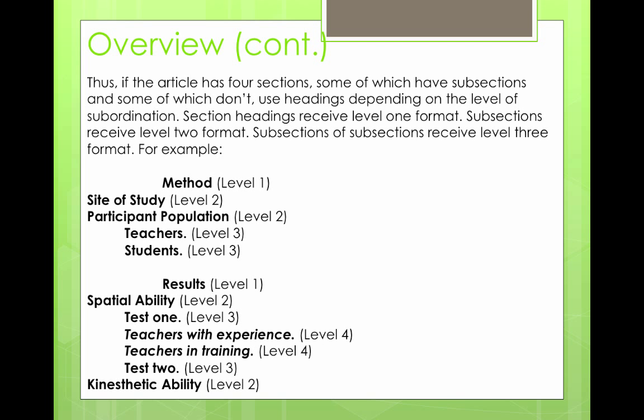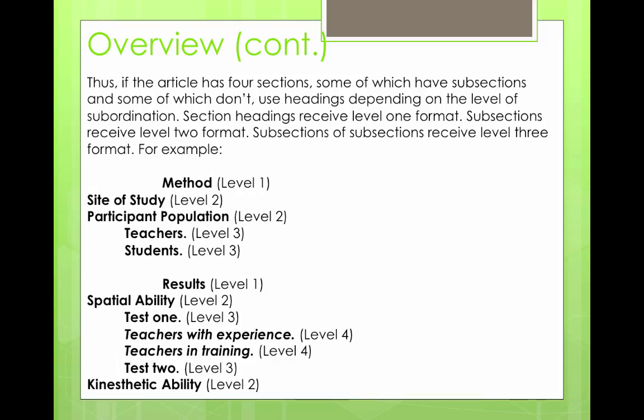So here's some examples of how something might look. If an article has 4 sections, some might have subsections within a section and some might not. You just use your headings depending on how you split up your sections. Section headings receive a level 1 format, like methods section, results section, discussion section. Subsections within the level 1 formats receive level 2, and then you have subsections of level 2s moving on down the line.